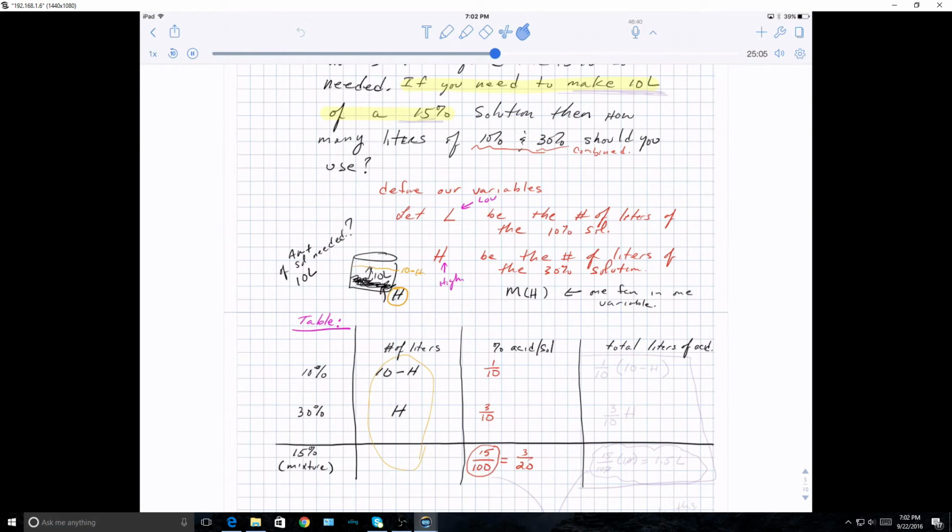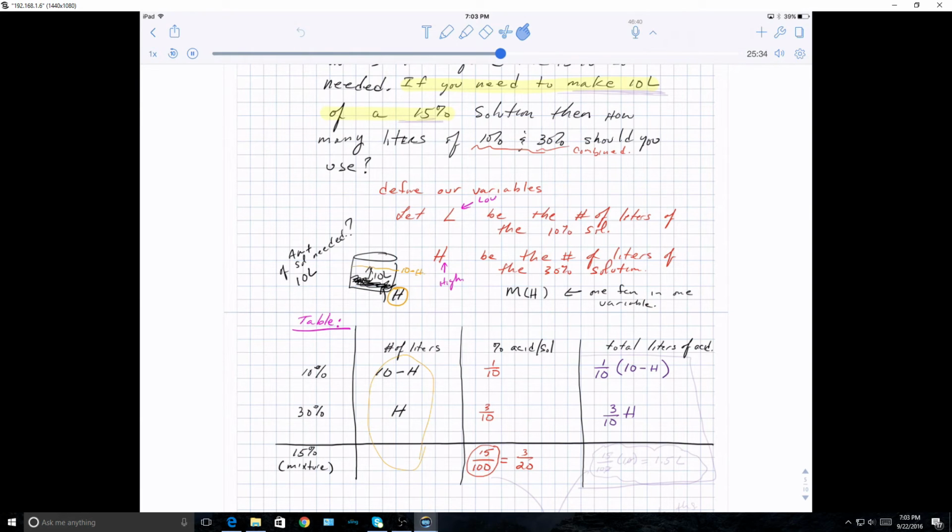Okay. So then what is the total remaining items left over? The total liters of acid that we can use for the 30% is just going to be 3/10 H, right? 30% of the higher concentration. And that means that what we'll have left over is 1/10, or 10%, of the leftover, which is 10 liters minus the number of liters at the high concentration.